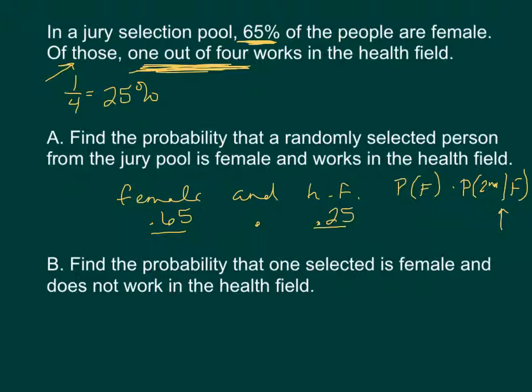And we multiply those two together. So in your calculators, you get 0.65 times 0.25, and the probability of that occurring is 0.1625. That's the probability that you randomly select somebody who's a female that works in the health field.